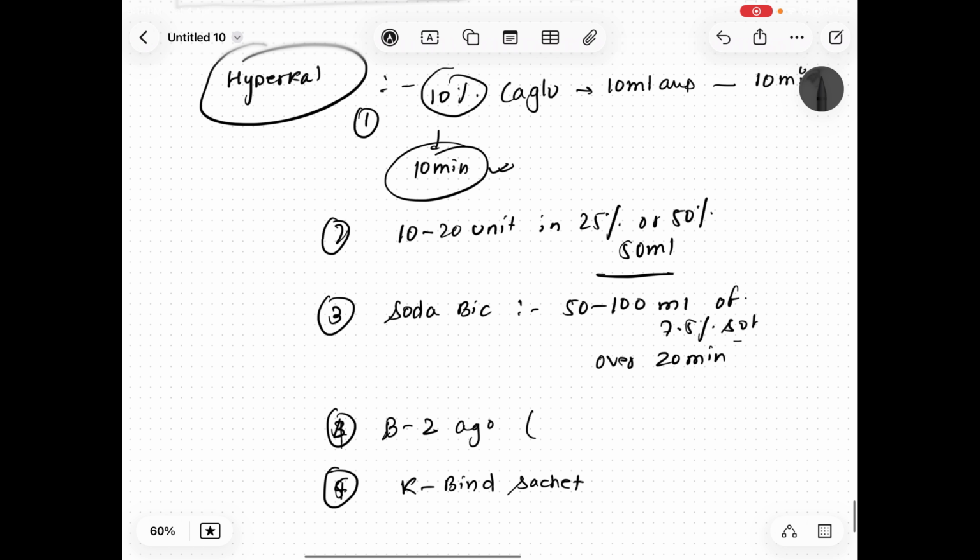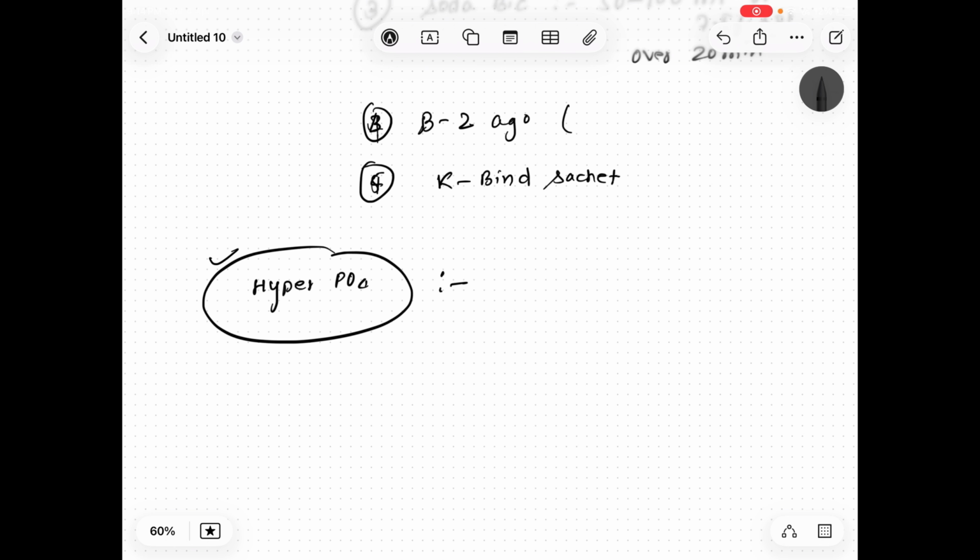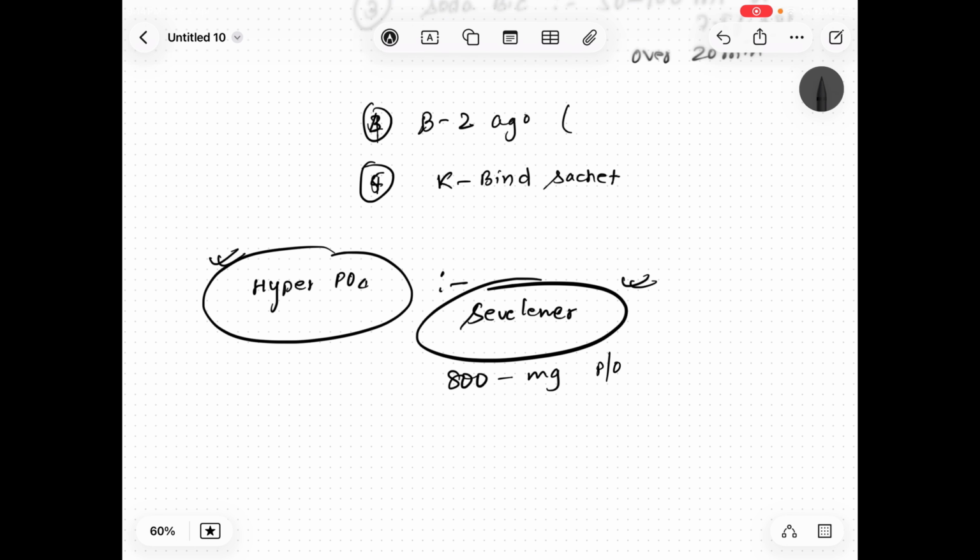After hyperkalemia, we have to manage hyperphosphatemia. So how do we treat? We have to do aggressive hydration. It may require an oral phosphate binder, which is available as Sevelamer. Dose is 800 mg orally TDS.